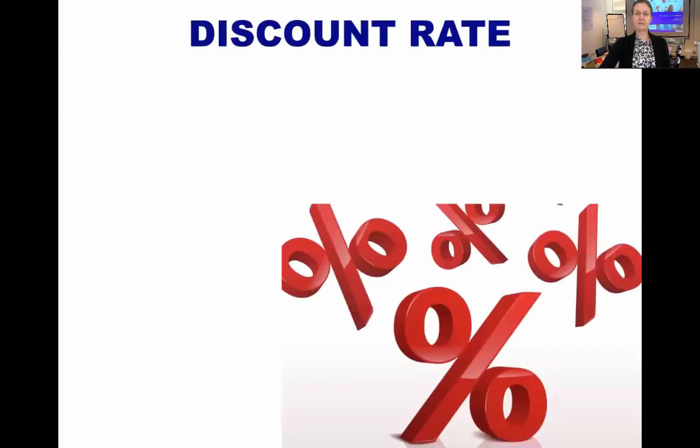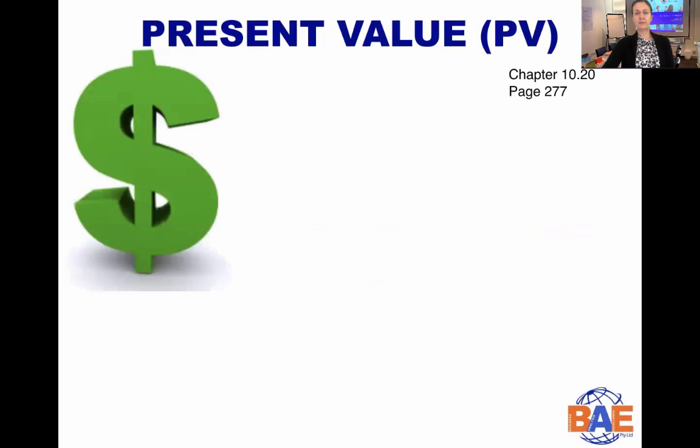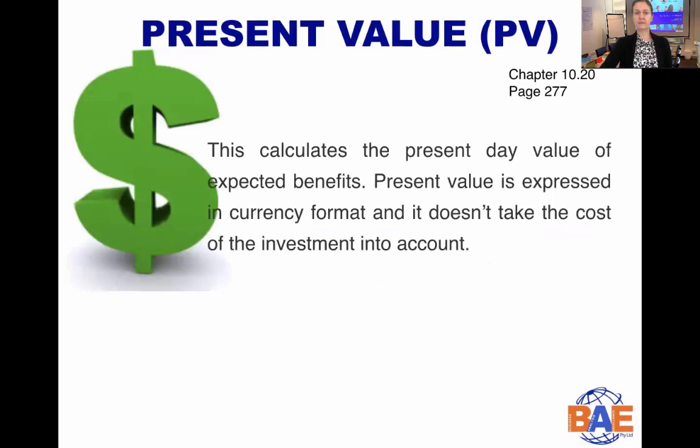So the next one, the discount rate. This is the assumed interest rate used in present value calculations. This value is determined by the organization and is made available for any present value calculations. So the present value calculates the present day value of expected benefits. The present value is expressed in currency format and it doesn't take the cost of the investment into account.